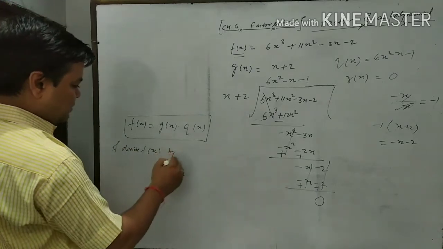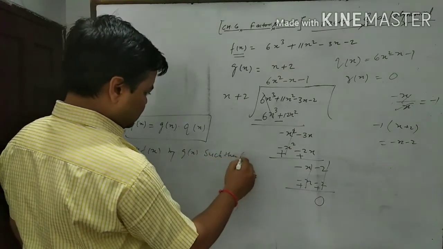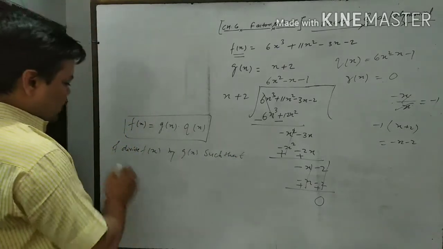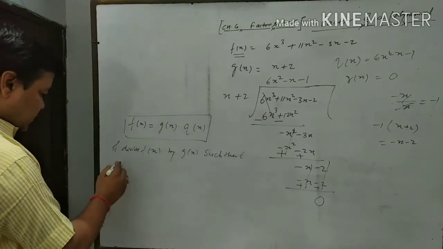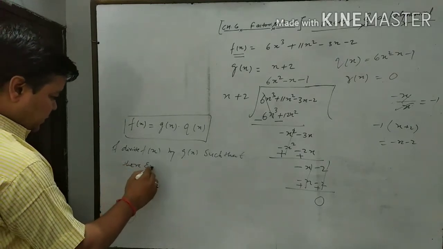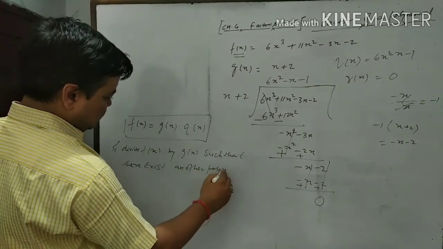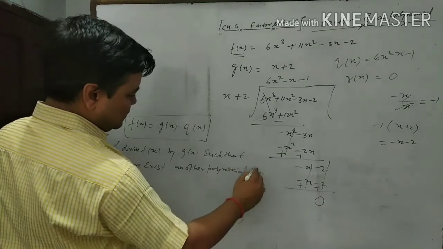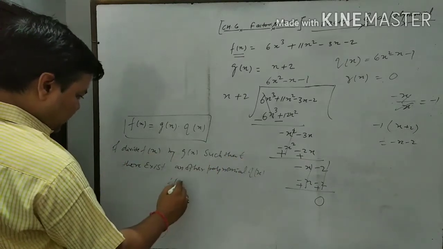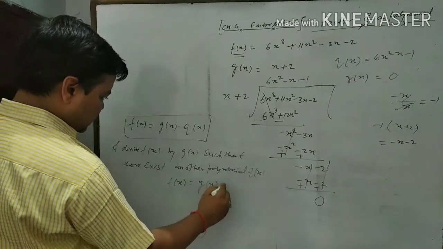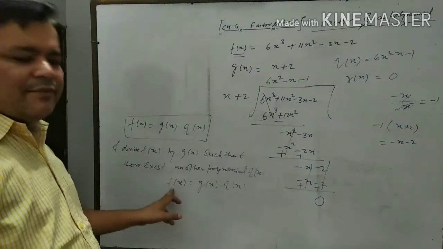if we divide a polynomial f(x) by g(x) such that there exists another polynomial q(x), then this condition, if f(x) is equal to g(x) into q(x), in that case we can say that here g(x) is the factor of f(x).